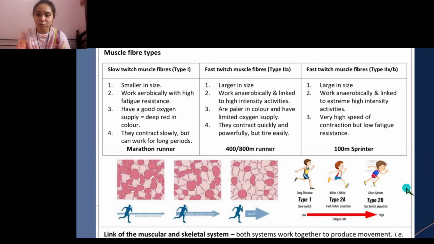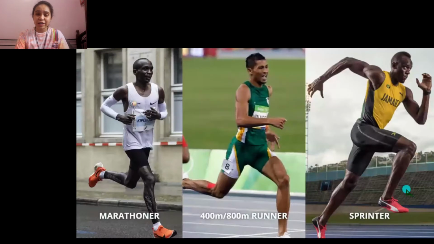And lastly, the third one, fast-twitch muscle fibers, are large in size, work anaerobically, and are linked to extreme high-intensity activities and very high speed of contraction but low fatigue resistance. An example is a 100-meter sprinter. These are the three examples.